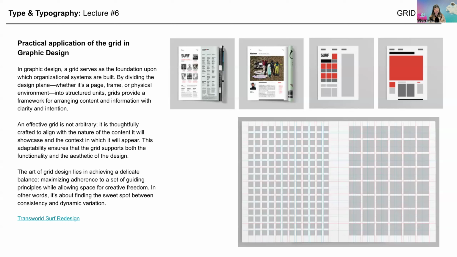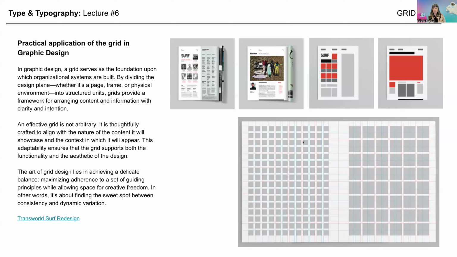So, one of my favorite examples or illustrations for this is the Transworld Surf redesign. You can click on the link in the slide deck and read a whole case study. But I think they do a really good job, especially for students, helping you understand how a grid system works, how the foundation exists, and then how it becomes like a modular tool for organizing information in a publication across many pages. So the part where it talks about it thinks about the content it will hold and the context in which it appears.